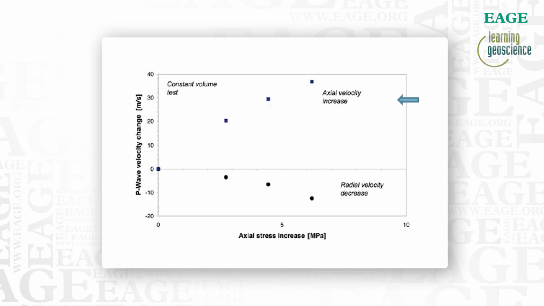In the lower right corner, you see some results from a constant volume test, which is pretty close to a constant mean stress test that we did with another shale a few years ago. And we see that the vertical and the horizontal P-wave velocities, both of them show relatively clear linear trends as a function of stress for the stress changes that we applied.